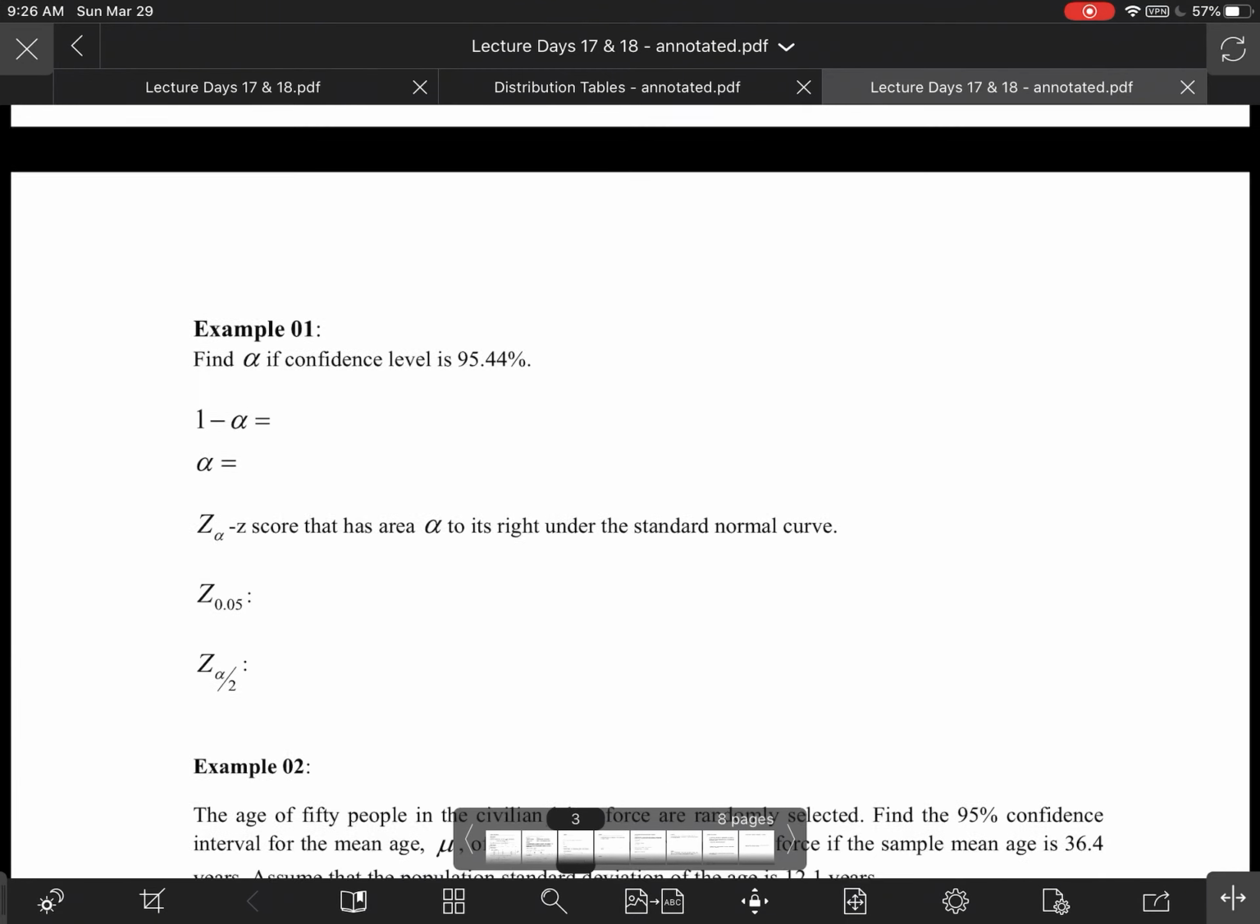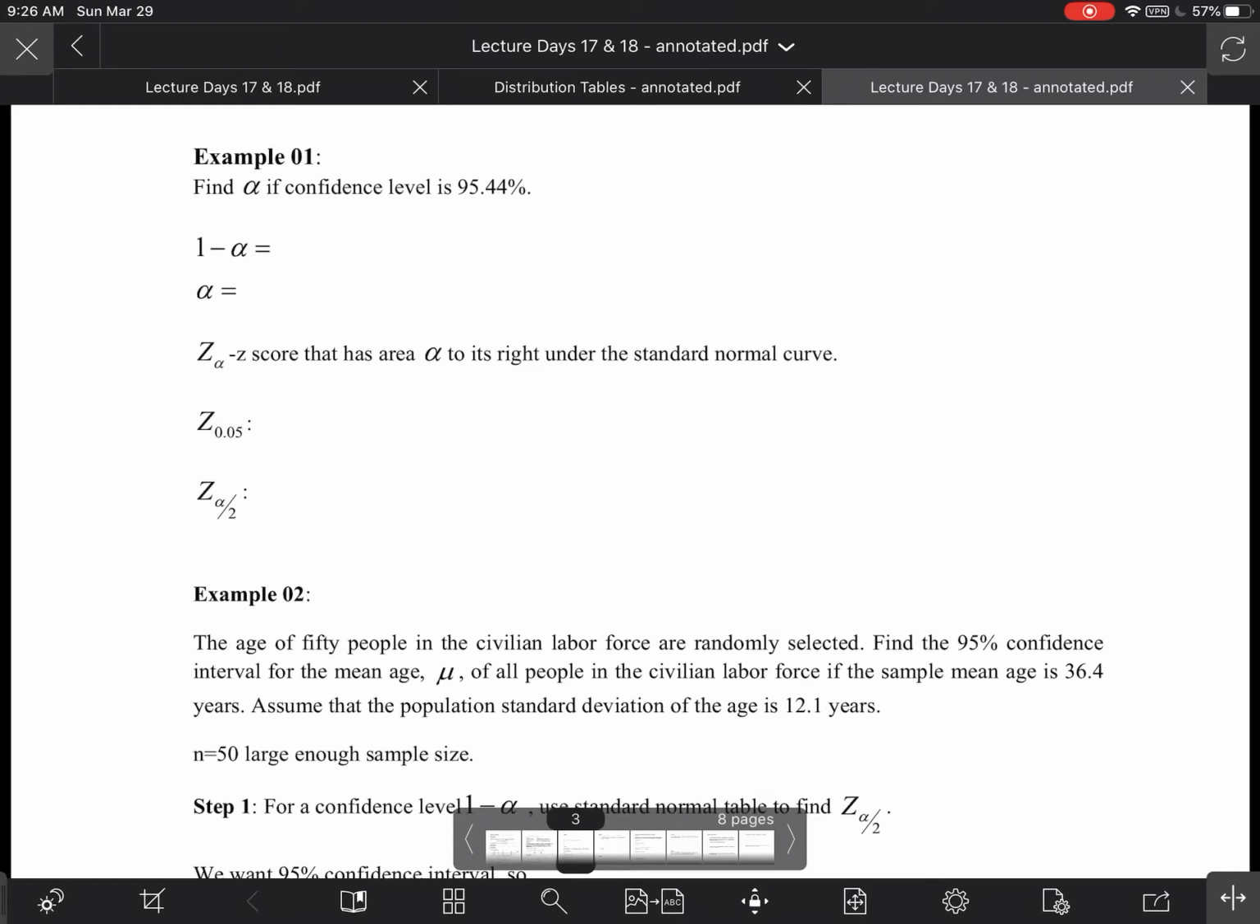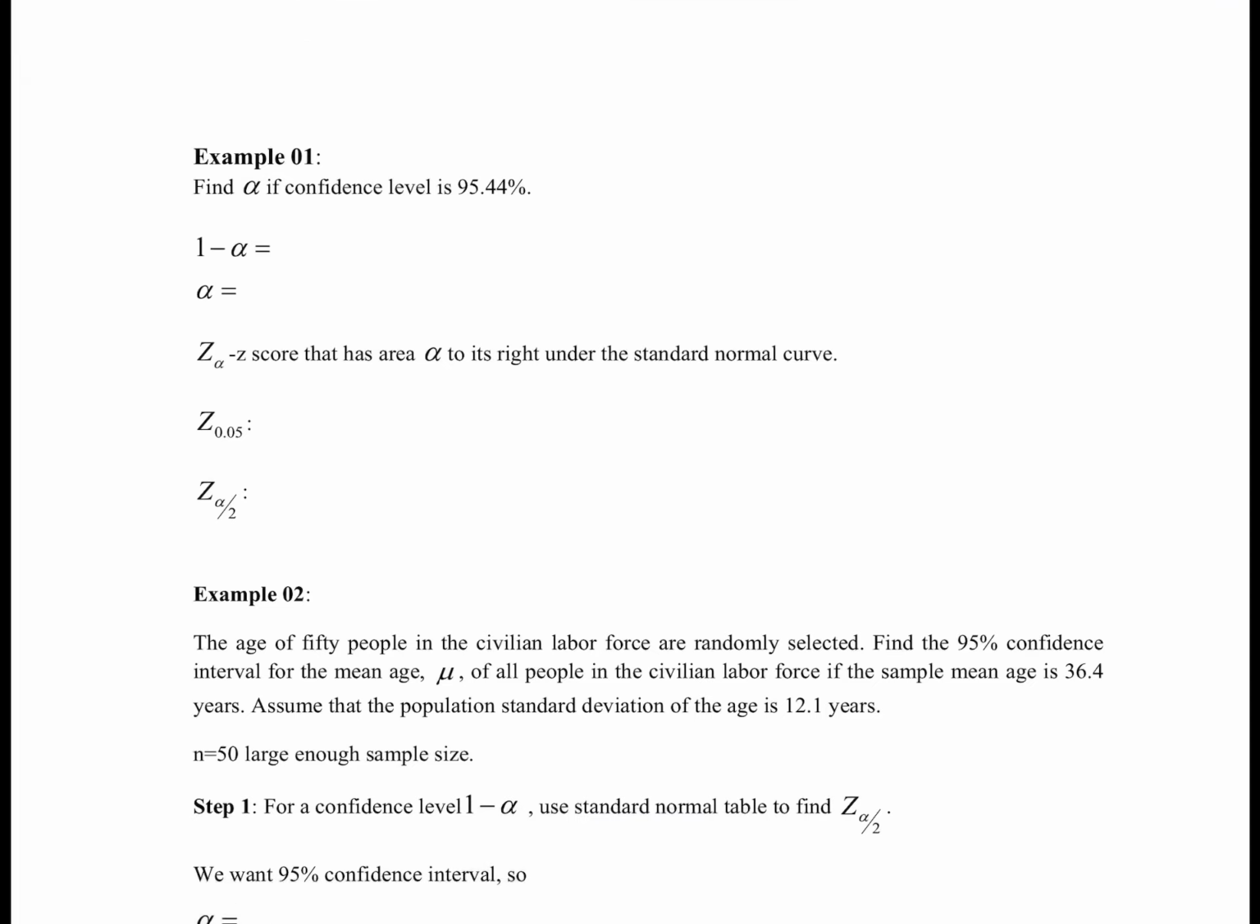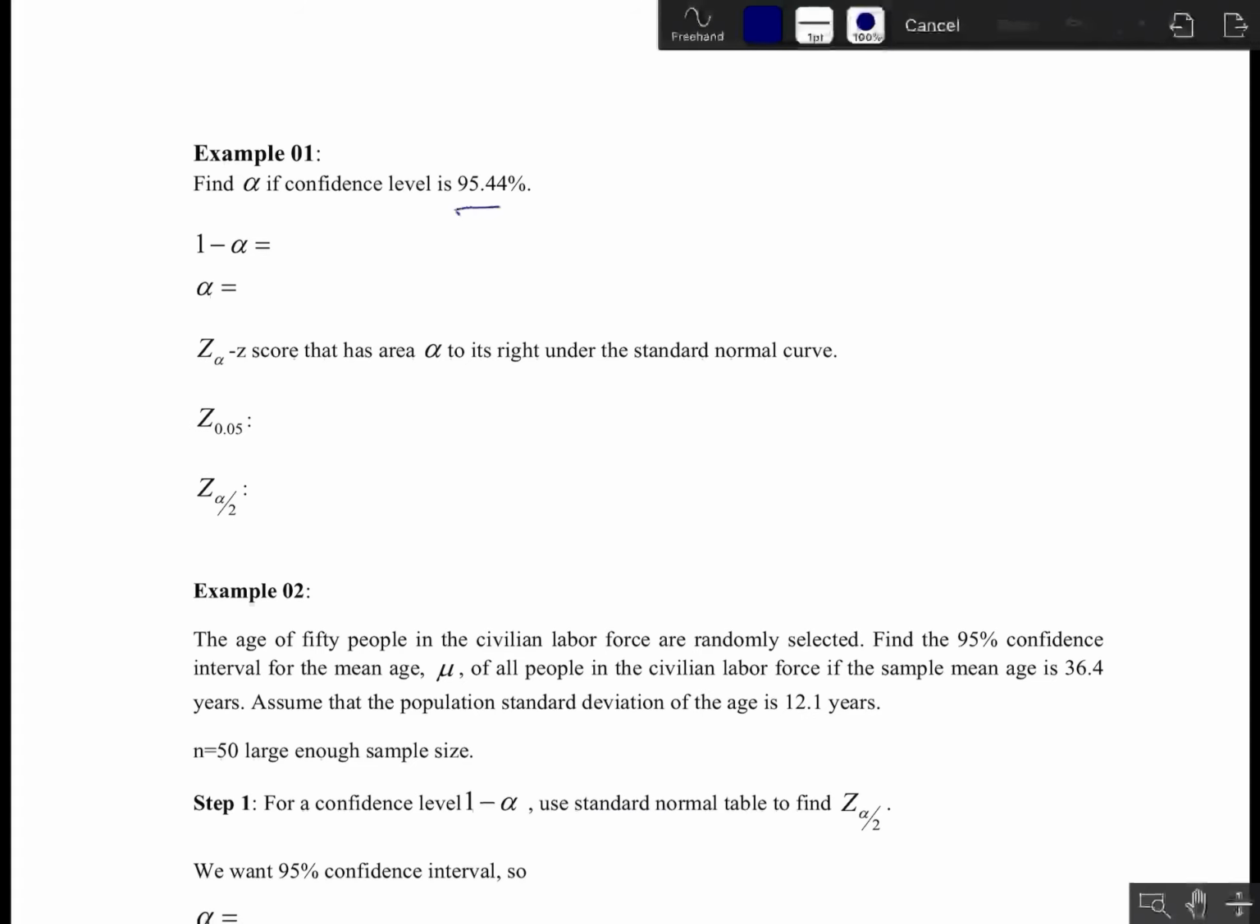So now we're going to get started on the examples in this section. I think if the last video was a little bit too fast for you or too confusing, then these hands-on examples will help a lot. So here we want a confidence interval of 95.44%.